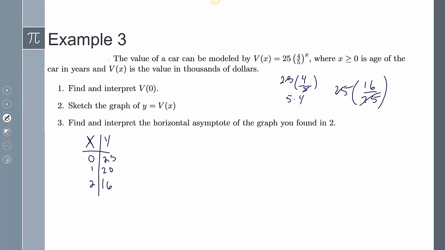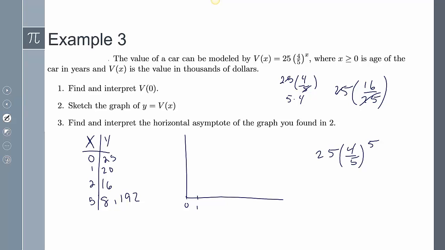If x is 2, I would probably start plotting some of these in my calculator. If x is 2, 25 times 16 over 25, so that's going to be 16. Let's maybe do 5. So 25 times 4 over 5 to the 5th power. Entering that in our calculator, you're going to get a nice decimal: 8.192.